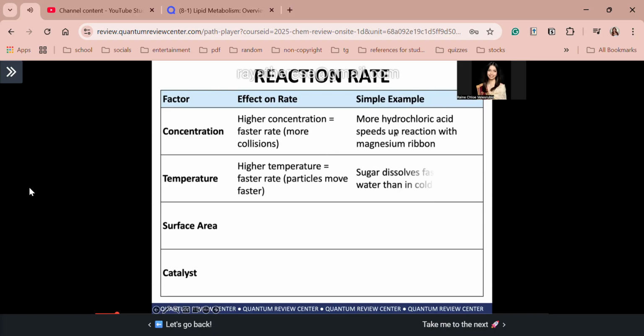Next, temperature affects reaction rate. So the higher the temperature, the faster the reaction rate. Because when you have a higher temperature, again, particles, they move faster. Okay, so for example, guys, sugar, it dissolves faster in hot water than in cold water.